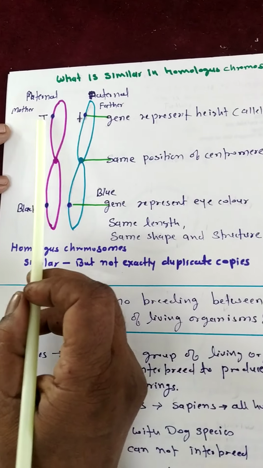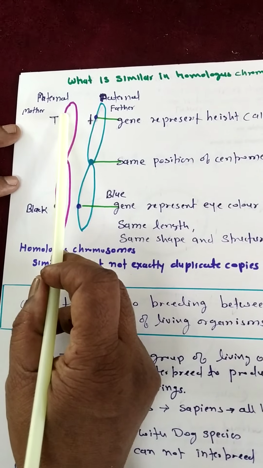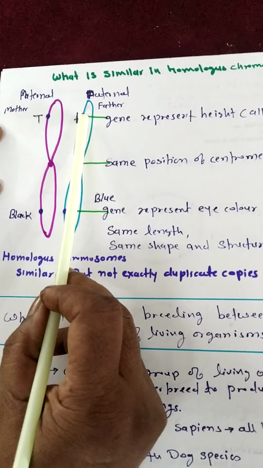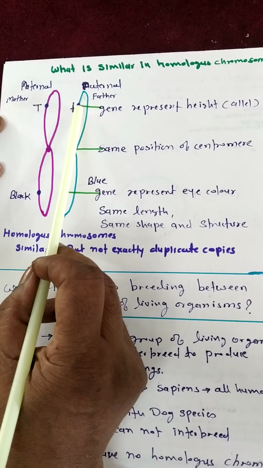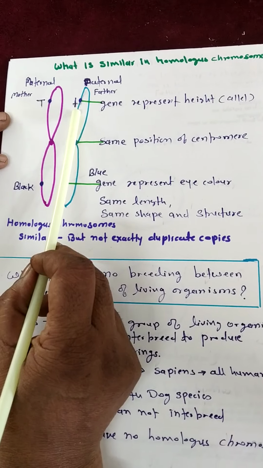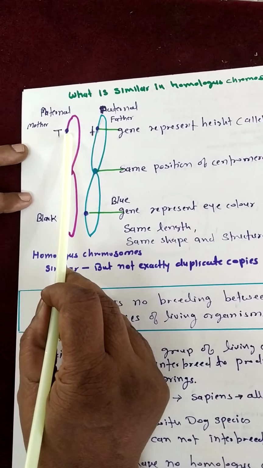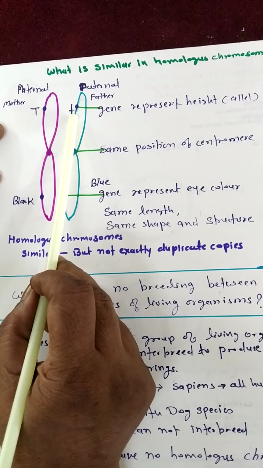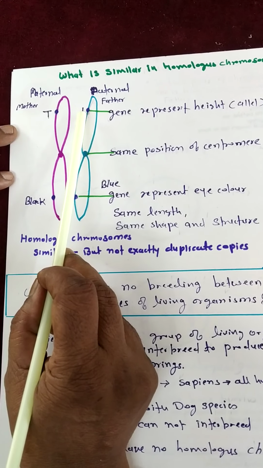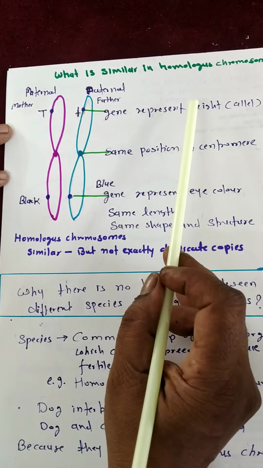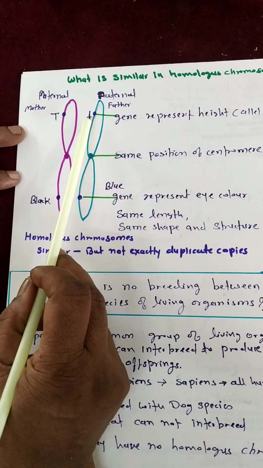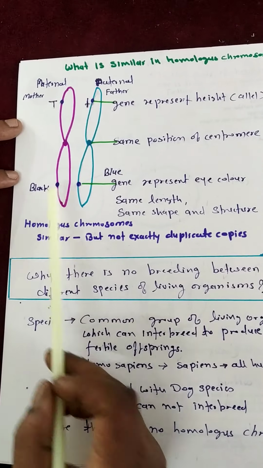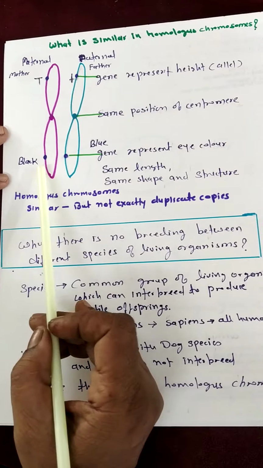For example, we have taken height here. Suppose a gene is present here which represents height. Similarly, at this same position in the second chromosome, the gene will also represent height. If this gene represents tallness, the other may represent shortness, or it may also represent tallness. It means this gene represents height, and either it will be tall or it will be dwarf or short.